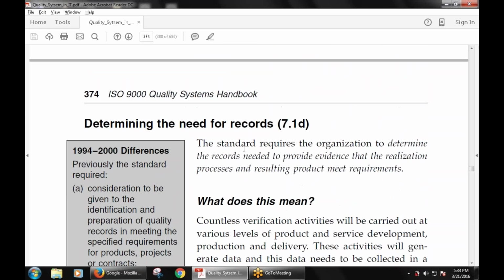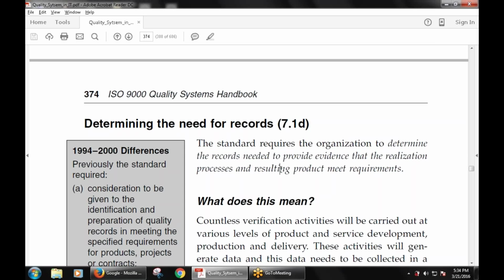Now, there is a need for records also. We have to maintain the evidence that the realization processes and the resulting product meet the requirement. The standard requires the organization to determine the records that provide evidence, that is, the written record, that the realization processes and the resulting products meet the requirement. That is determining the need for records.